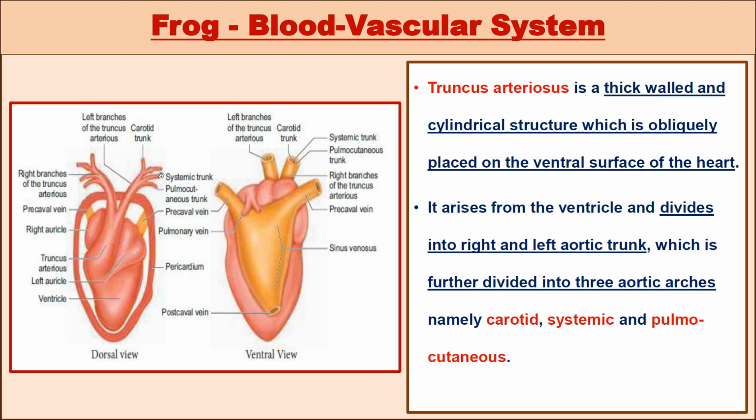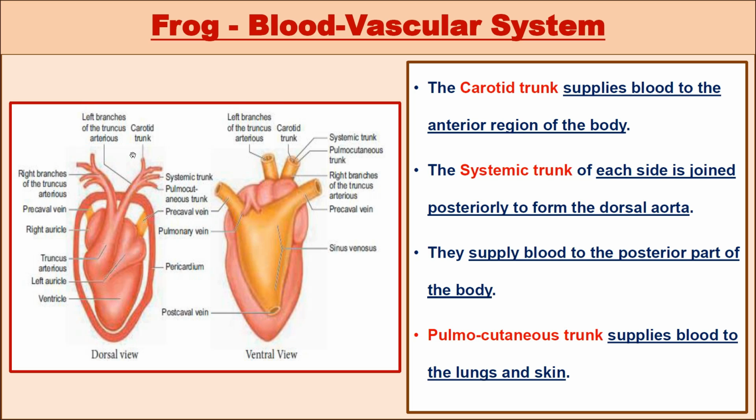Both the branches will divide into three aortic arches each, and these aortic arches are named as carotid, systemic and pulmocutaneous. The carotid artery supplies the blood to the anterior region of the frog, and the systemic arteries of both the sides will run backward and they join posteriorly to form a dorsal aorta, and this dorsal aorta will supply blood to the posterior part of the body, and the pulmocutaneous trunk will supply blood to the lungs and skin.